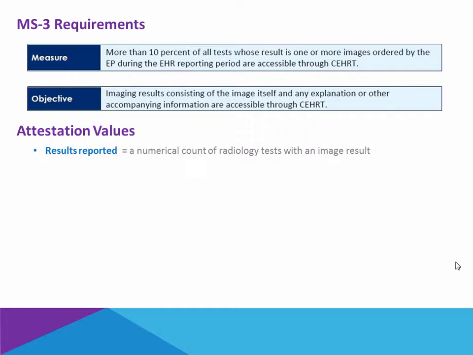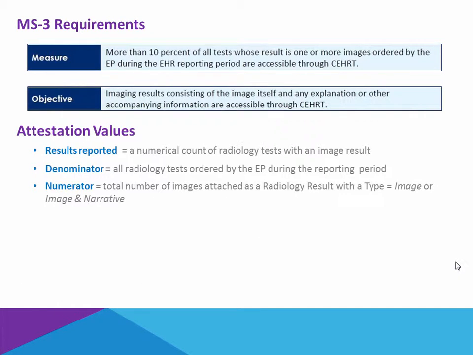Numerical results, of course, is numerator and denominator. The denominator is all tests ordered by the eligible provider during the reporting period. The numerator then will be the total number of those that actually have images attached as a radiology result. And within Prognosis, it will have to have a type assigned as image or image plus narrative.